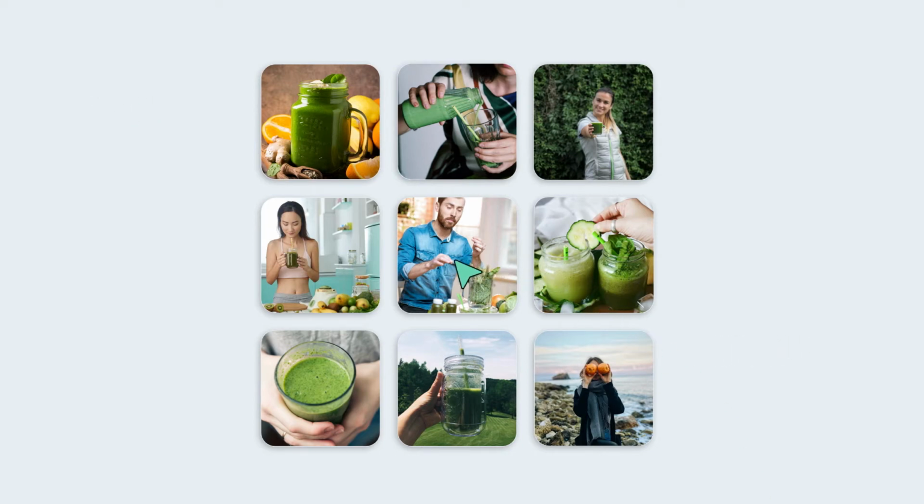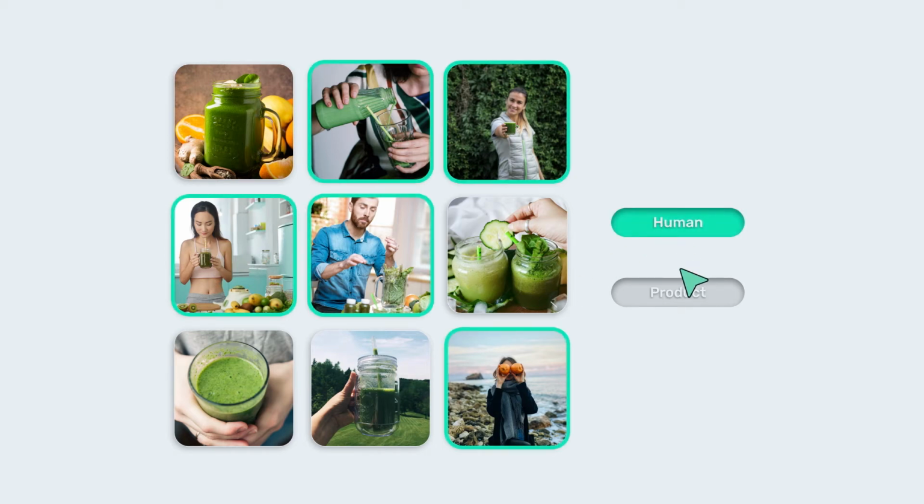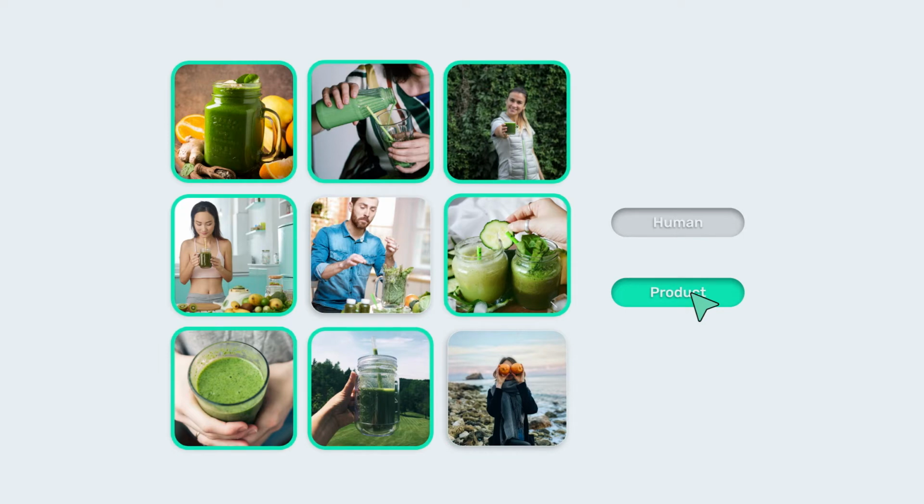Let's say we have these 9 image assets uploaded to Marpipe. 5 of the images are depicting humans, while 7 are depicting our product. We can group the humans into a human collection and the products into a product collection.